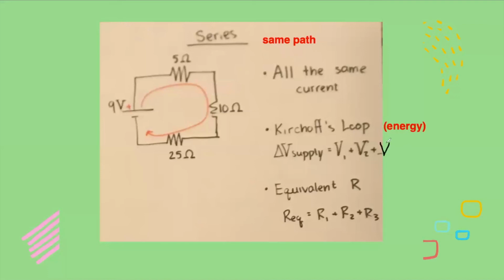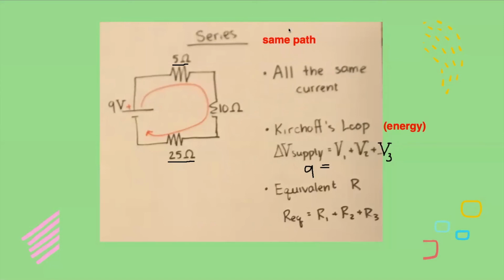Whichever one has the largest resistance will be hardest to get through. So in this case, the 25 ohm resistor would take the largest portion of the energy because it's hardest for the electrons to get through. And the 5 ohm resistor would take the smallest portion, but it better add up to 9. Over that loop, the supply puts out 9 volts, and that should get used up by the resistors in its path.